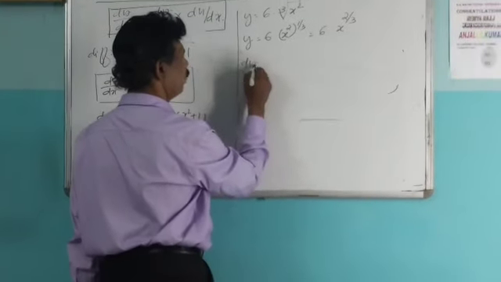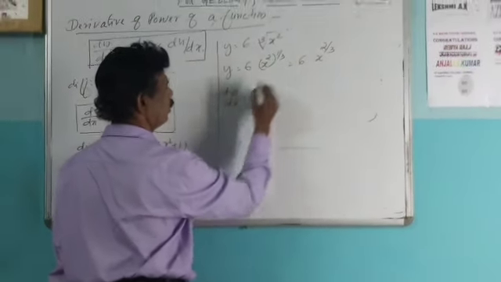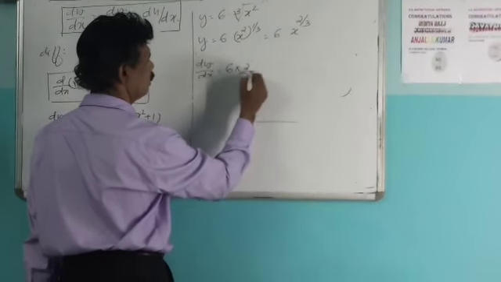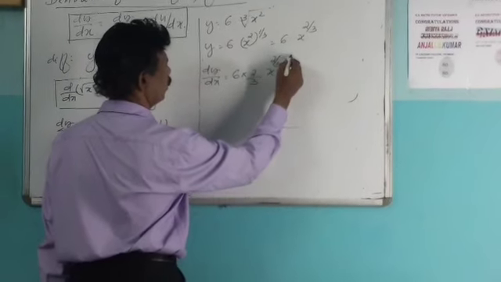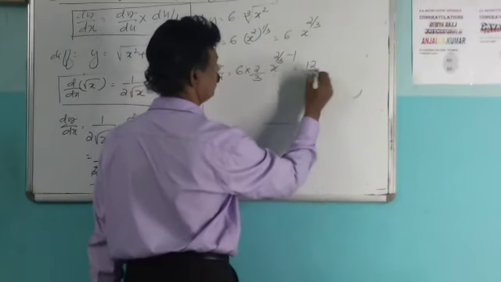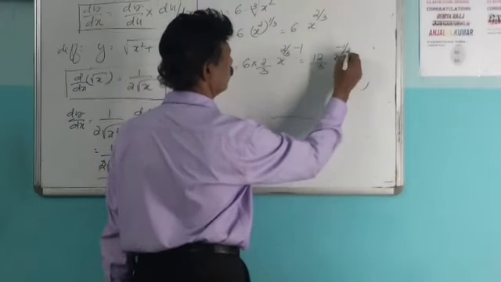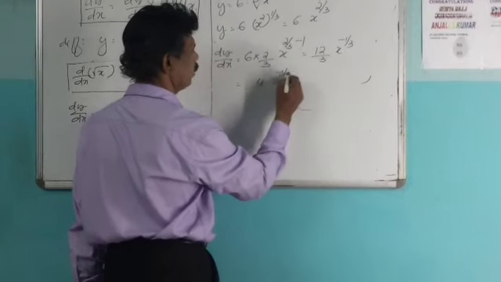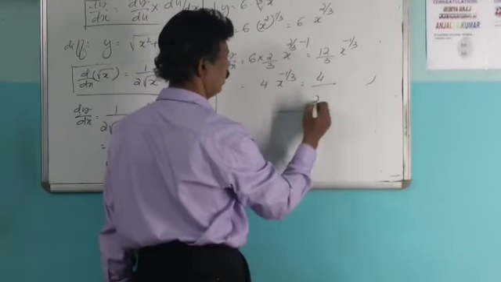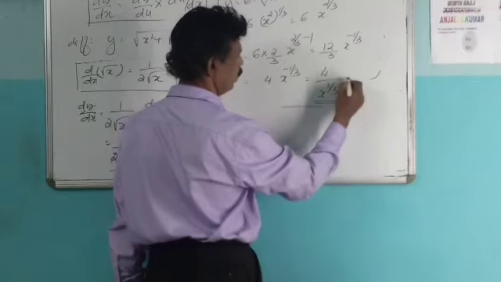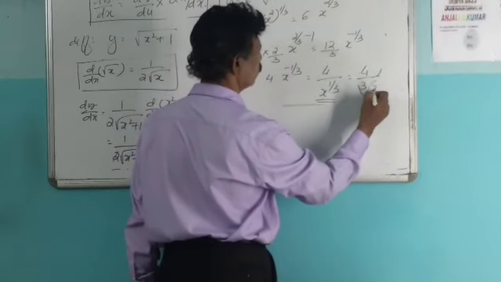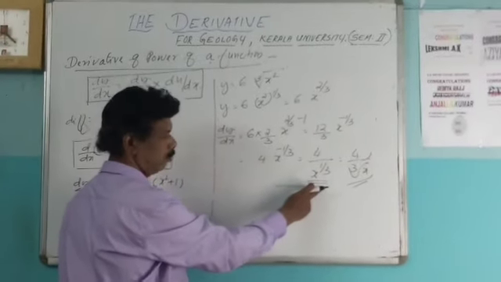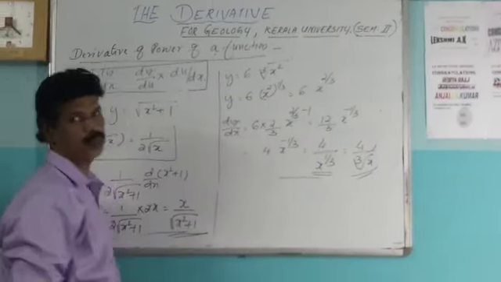Differentiate the function. dy by dx is equal to, apply the formula, x raised to n into x raised to n minus 1. That is 2 by 3 into x raised to 2 by 3 minus 1. Okay, that is 12 by 3 into x raised to minus 1 by 3. We can cancel this term, 12 by 3, 4 into x raised to minus 1 by 3, or you can write it this way, 4 by x raised to 1 by 3, or you can write 4 into cube root of x. That is, x raised to minus 1 by 3 means 4 by x raised to 1 by 3, or you can write 4 into cube root of x.